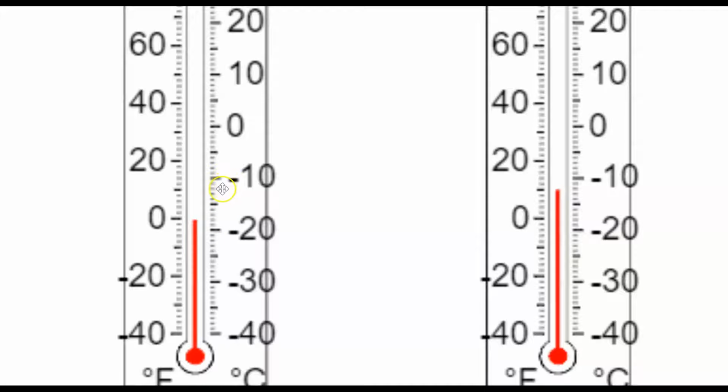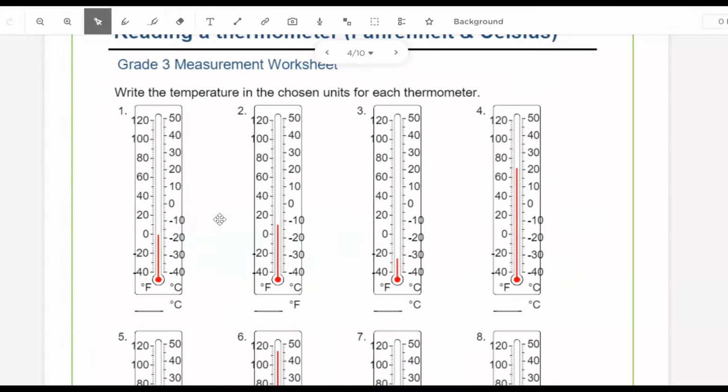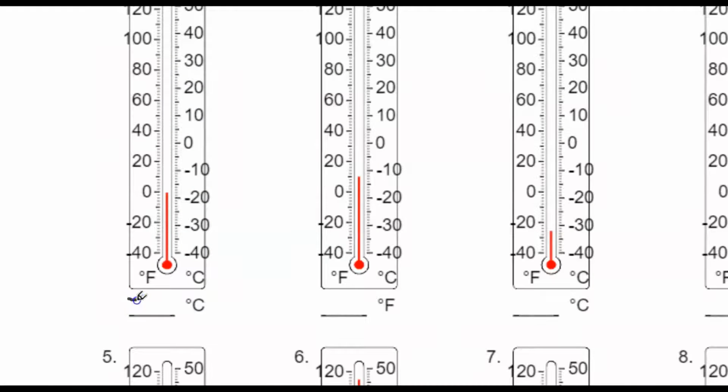10, 11, 12, 13, 14, 15, 16, 17, 18. Now, because it's below 0, that means that it is negative 18. Negative 18. So go ahead and write that down now. This temperature is negative 18.